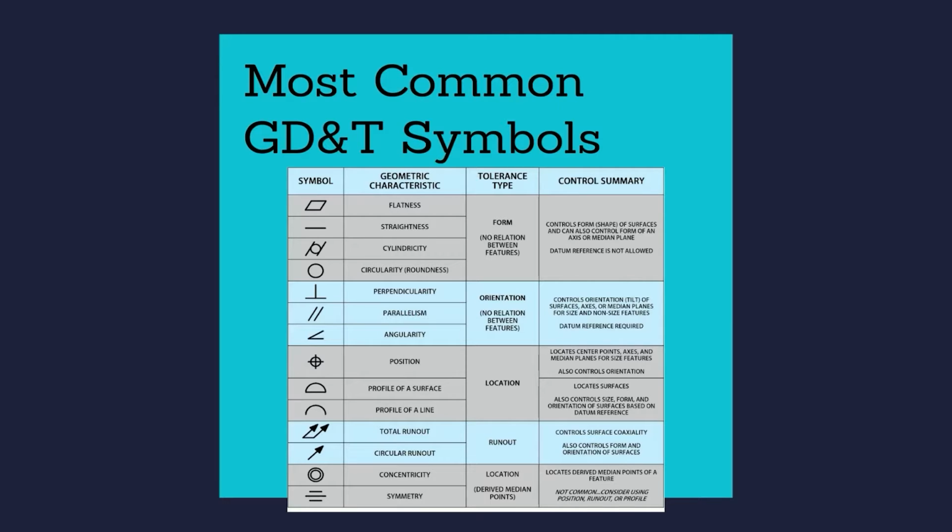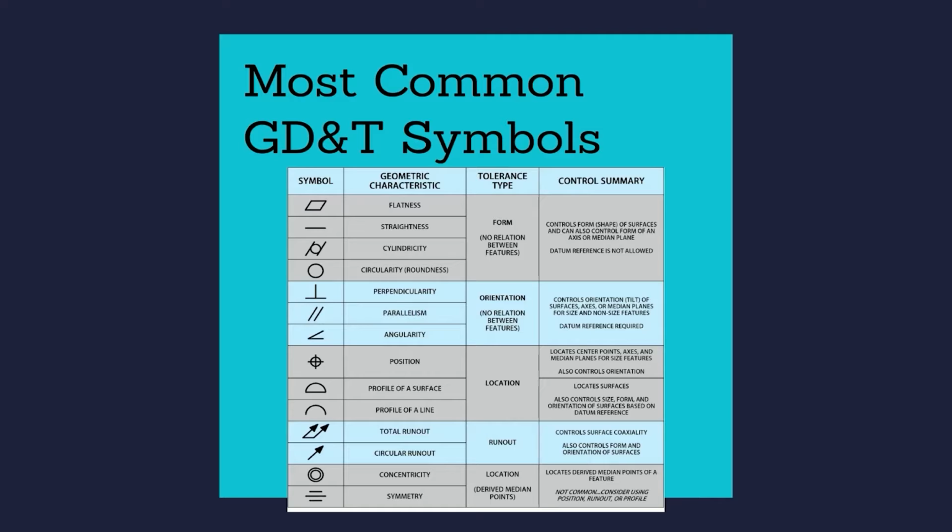But we can see that these are each broken down into different tolerance types. For example, flatness, straightness, cylindricity, and roundness are broken down into form with no relation between features. When it says no relation between features, that means there's no datum reference in there. It controls form, the shape of surfaces, and also controls form of an axis or a median plane. Datum reference is not allowed, so these will not be related to a datum.